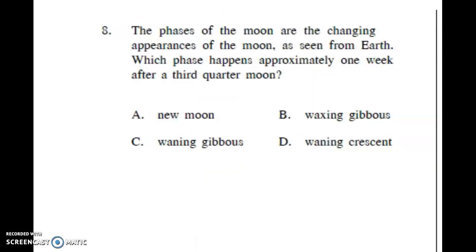Question 8. The phases of the moon are the changing appearances of the moon, as seen from Earth. Which phase happens approximately 1 week after a third quarter moon? A, new moon, B, waxing gibbous, C, waning gibbous, or D, waning crescent?